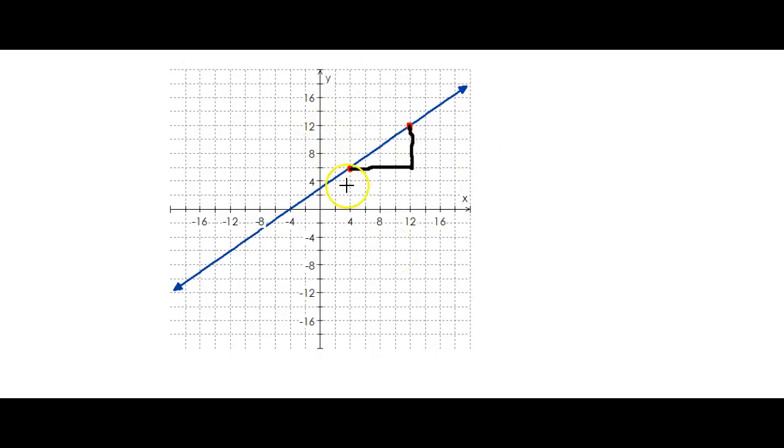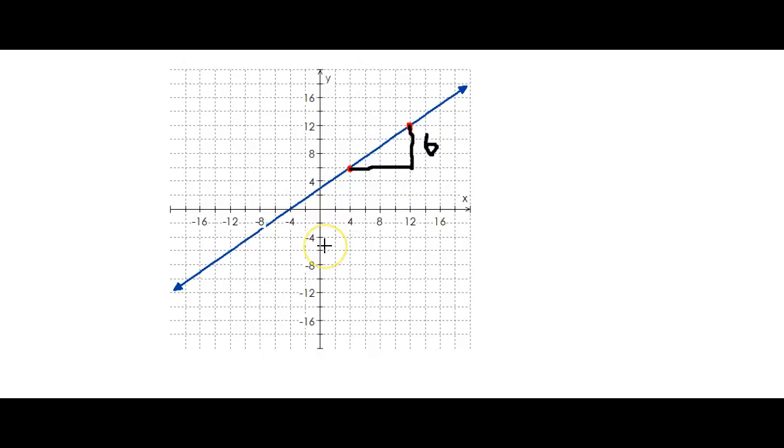But I really need to know what those 3 squares represent. So in this case, I'm going from a 6 right here all the way up to 12. So 6 to 12 is really 6 units, right? So there's 2, 4, 6 units. So my rise is 6.